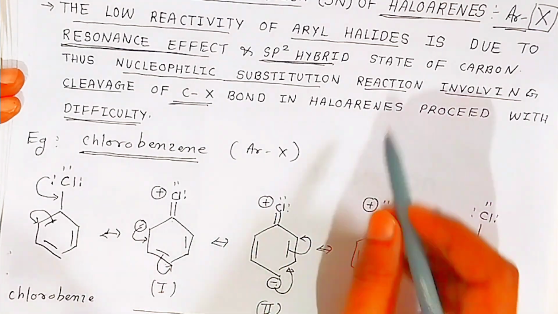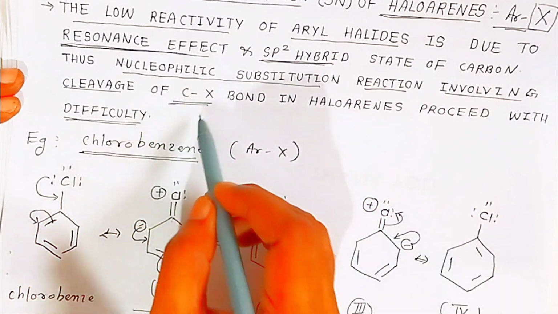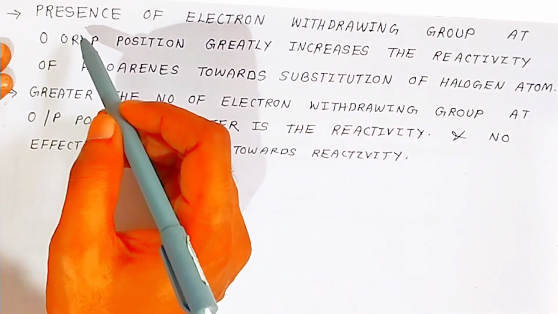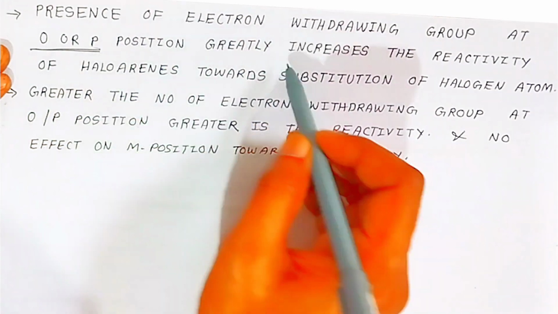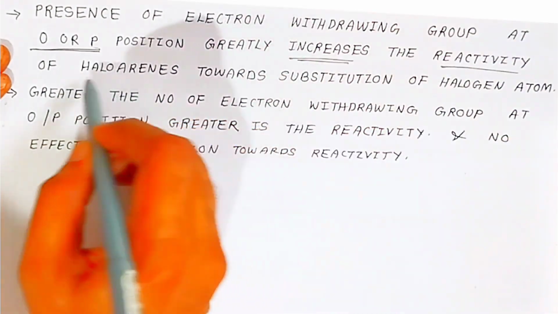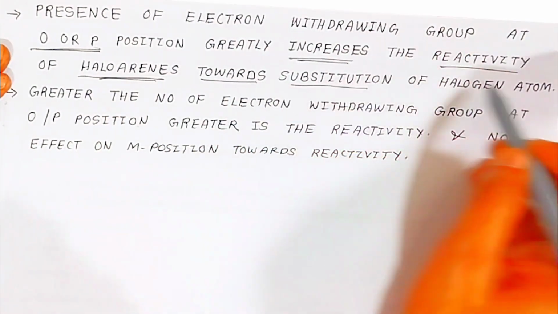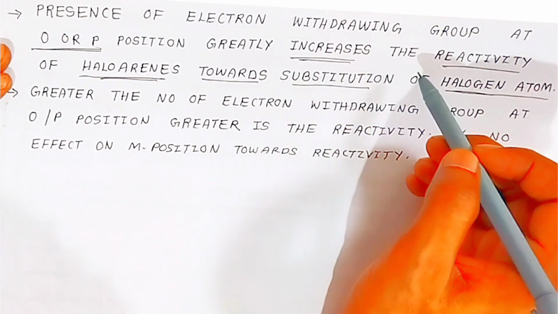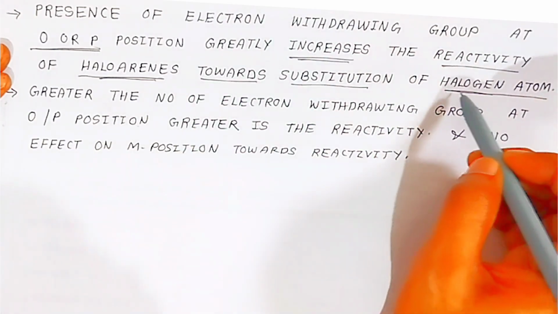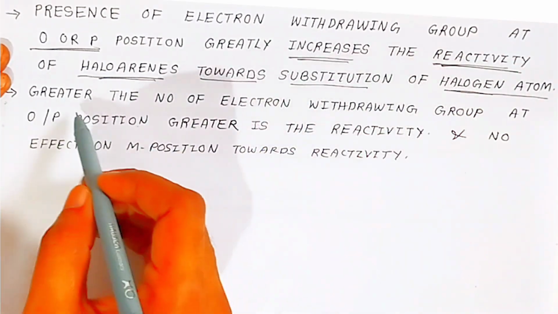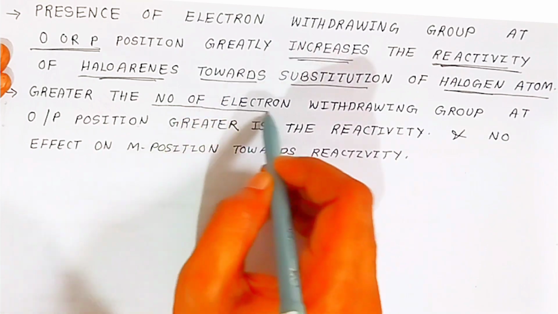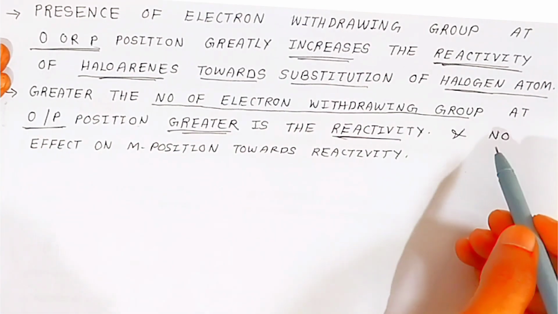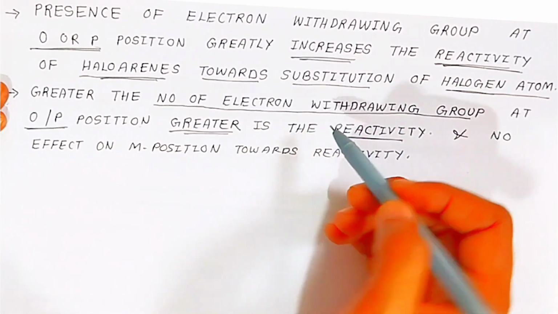This carbon is sp2 hybridized. The nucleophilic substitution involves cleavage of the carbon-halogen bond. This is the halogen and this is carbon. Now, the presence of an electron withdrawing group: if there is an electron withdrawing group at the ortho and para positions, it will increase the reactivity of haloarenes, that is aryl halides, towards the substitution of the halogen atom. If there is an electron withdrawing group present in the aryl halide, students, it will increase its reactivity. The greater the number of electron withdrawing groups at ortho and para positions, the greater is the reactivity. Understanding, students? If there are more electron withdrawing groups, the reactivity will go on increasing.